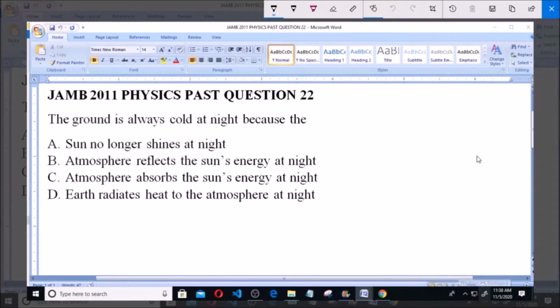The ground is always cold at night because the A. Sun no longer shines at night. B. Atmosphere reflects the sun's energy at night. C. Atmosphere absorbs the sun's energy at night. D. Earth radiates heat to the atmosphere at night.